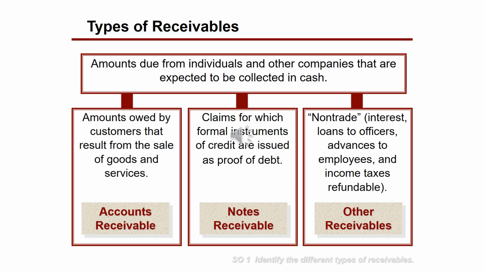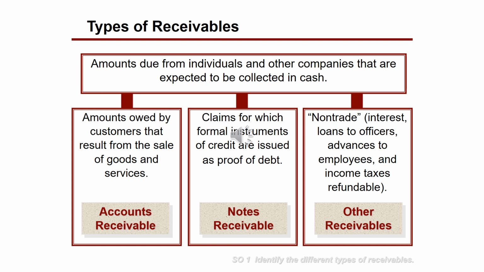So what are receivables first? Receivables are amounts due from individuals and other companies that are expected to be collected in cash, typically within 1 year or one accounting cycle. And receivables may come in 3 main types.